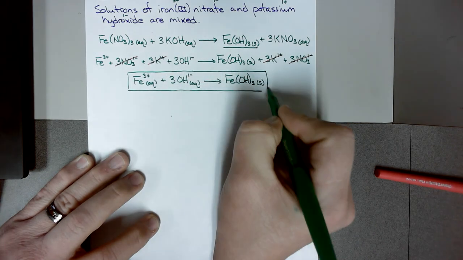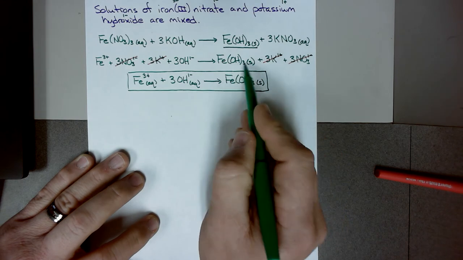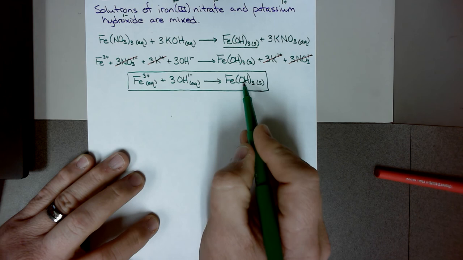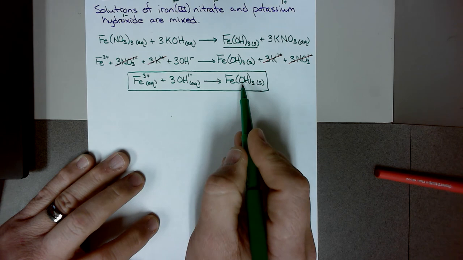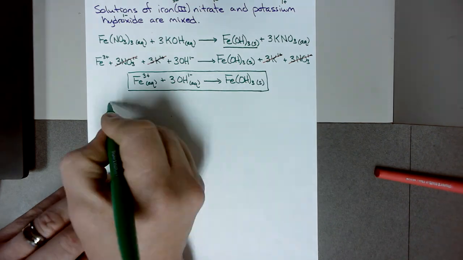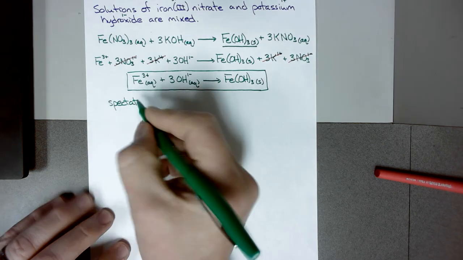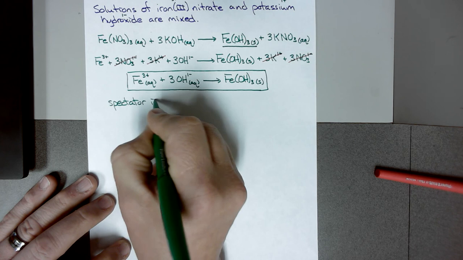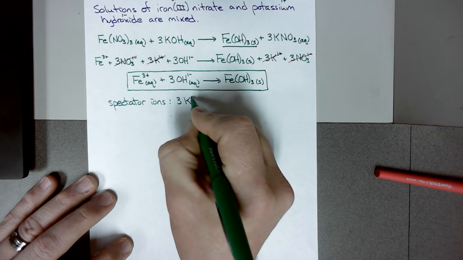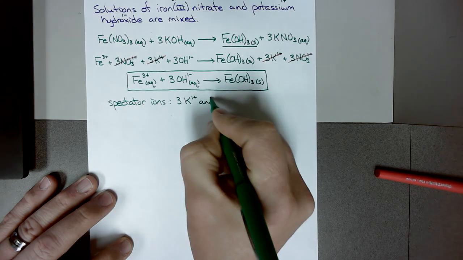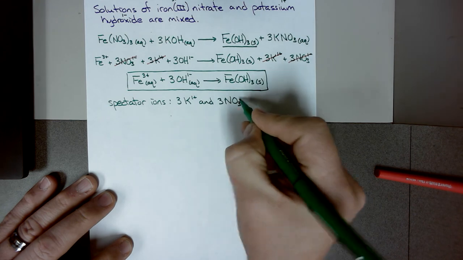And remember, I didn't have to do all of this. All I had to really do is say, okay, take the solid, write it as the product, and then on the reactant side, write the ions that make that solid. And then, of course, my spectator ions are going to be the 3 moles of potassium 1 plus and the 3 moles of nitrate, not ammonia, nitrate 1 minuses.